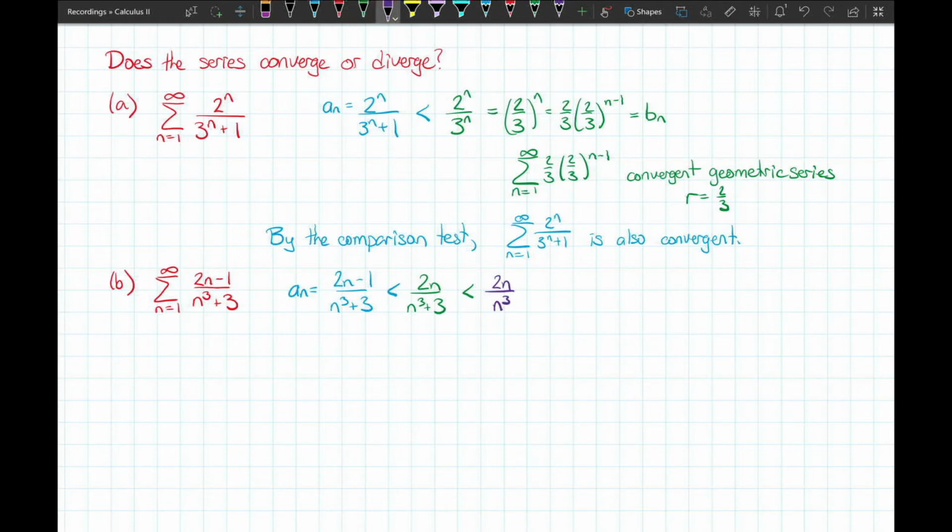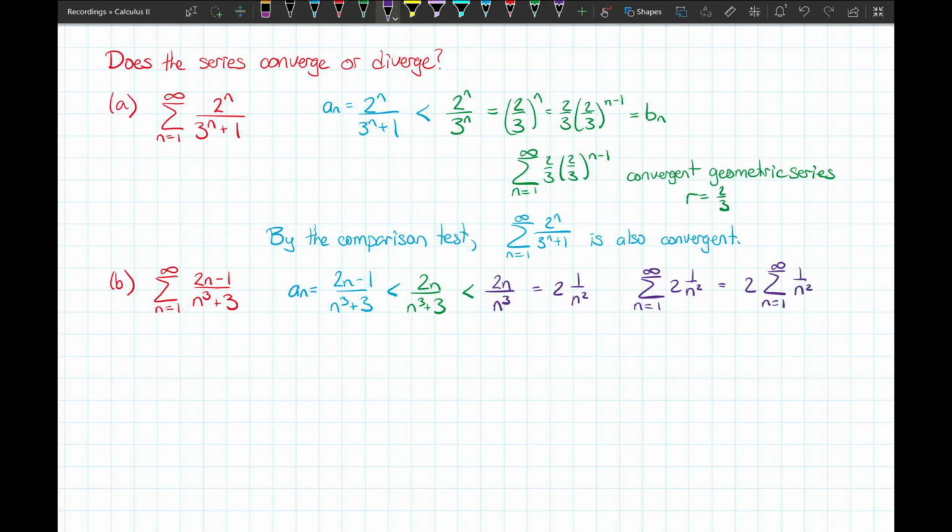And from here, we can make this look like a p-series because the n's cancel. We have 2 times 1 over n squared. Now, if we were to construct a series, the series 2 times 1 over n squared from n equals 1 to infinity can be simplified by taking the constant out of the sigma notation.